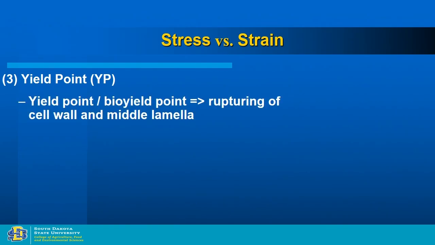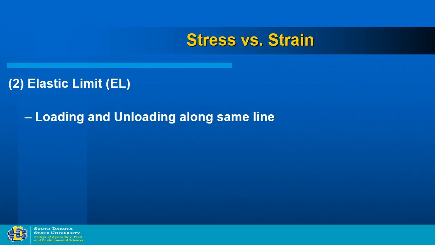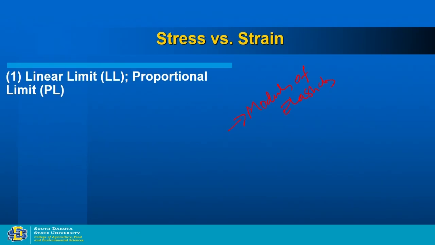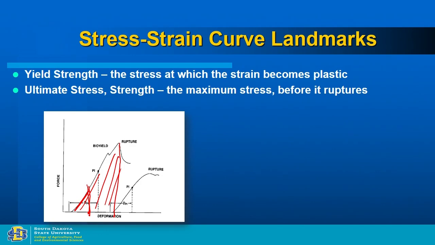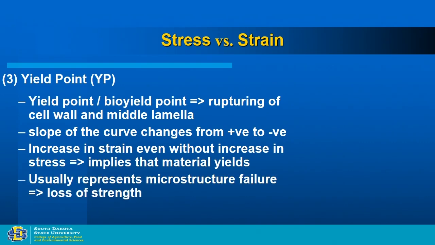The third one is the yield point. It's also called the bio-yield point: rupturing of the cell wall and middle lamella within the inside structure. That's what I mentioned before. The slope of the curve changes from positive to negative. If you go back to that slide, this is the yield point. You will get an increase in strain without increasing stress. So the material yields; that's what the yield point is all about.